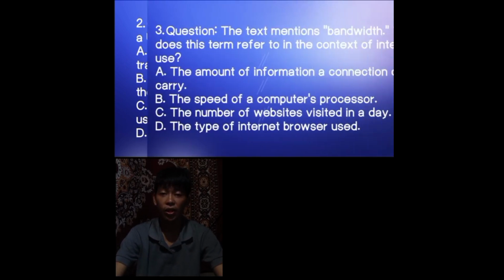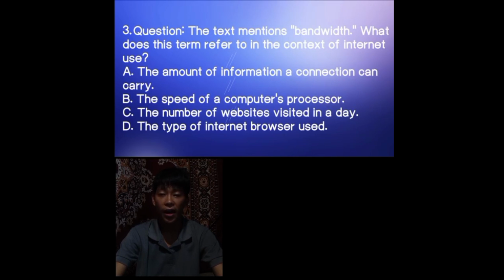Number 3 question. So this mentions bandwidth. What does these terms refer to in the context of internet use? A. The amount of information a connection can carry. B. The speed of computers' processors. C. The number of websites visited in a day. Letter D. The type of internet browser used.